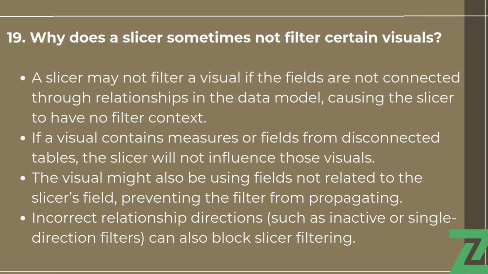A slicer may not filter a visual if the fields are not connected through relationships in the data model, causing the slicer to have no filter context. If a visual contains measures or fields from disconnected tables, the slicer will not influence those visuals. The visual might also be using fields not related to the slicer's field, preventing the filter from propagating. Incorrect relationship directions such as inactive or single direction filters can also block slicer filtering.